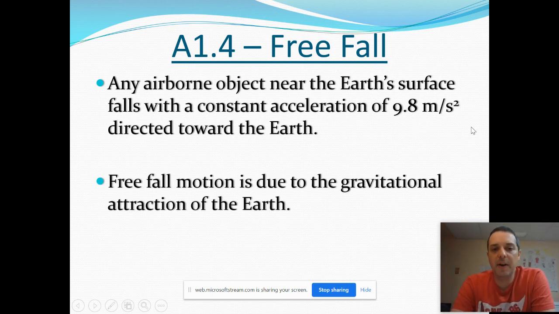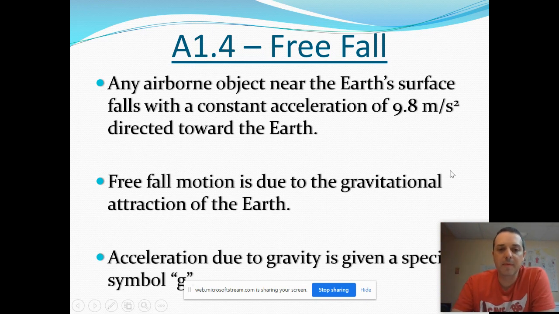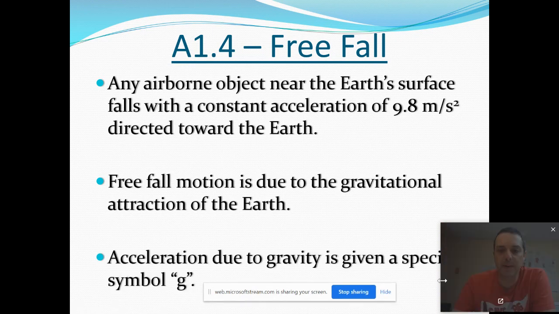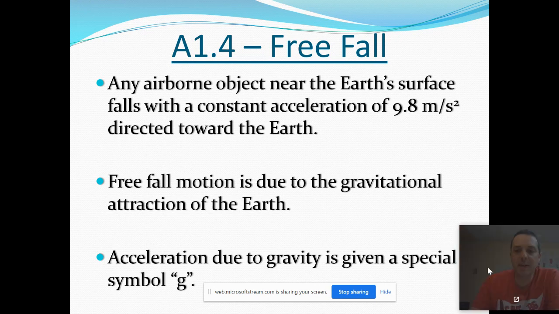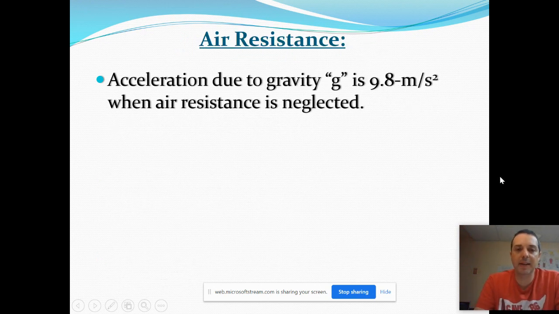When you talk about free fall, the acceleration that derives from it is caused by the gravitational attraction of Earth. Last year in honors physics, we talked about Newton's law of universal gravitation. Part of that is acceleration due to gravity. The symbol used for acceleration due to gravity is the lowercase g. So this symbol is used for acceleration due to gravity in all our examples. And again, that is 9.8 meters per second squared.